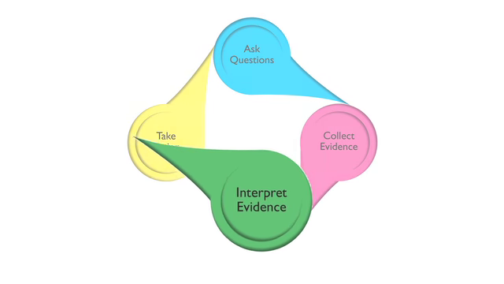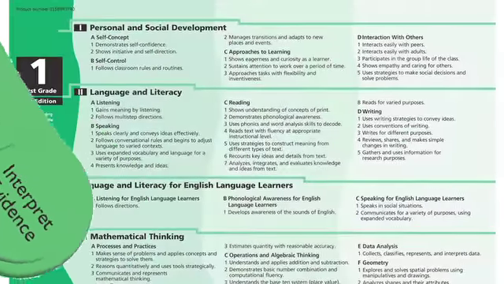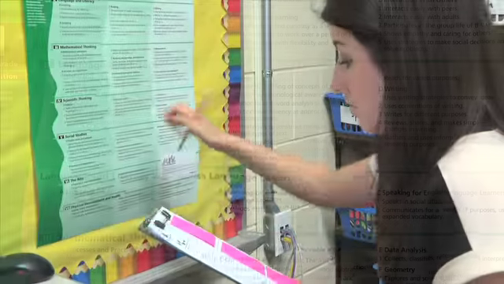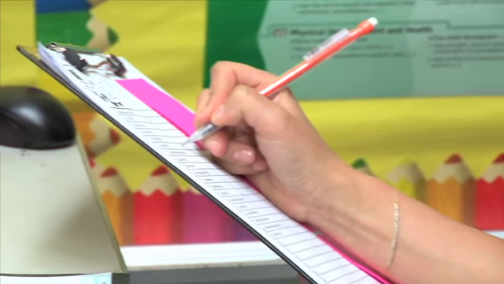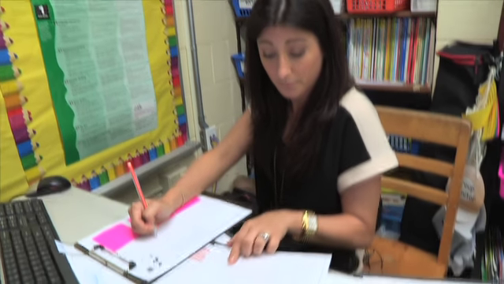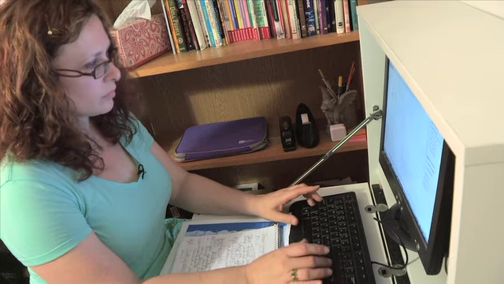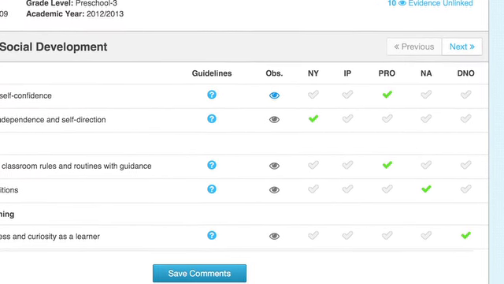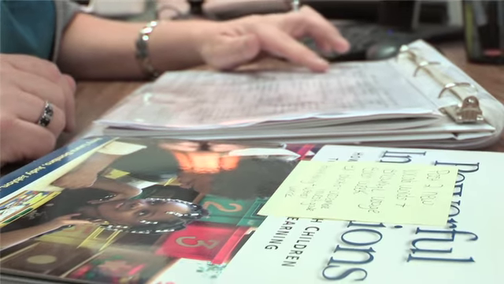In step 3, teachers use the Work Sampling guidelines and checklists to interpret evidence in order to understand its significance. The guidelines provide clear criteria for evaluation of student learning. Periodically, teachers interpret the evidence they have collected and make preliminary ratings on the checklist. At the end of each reporting period, teachers make final checklist ratings.